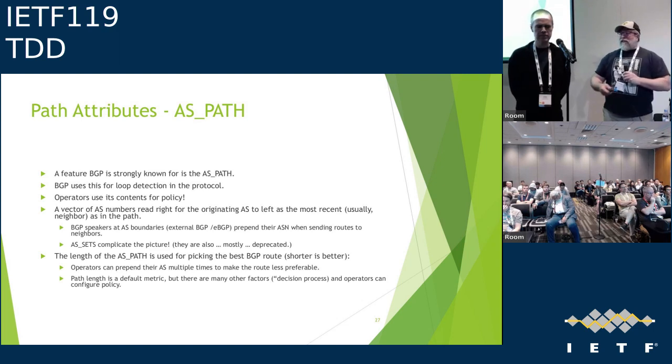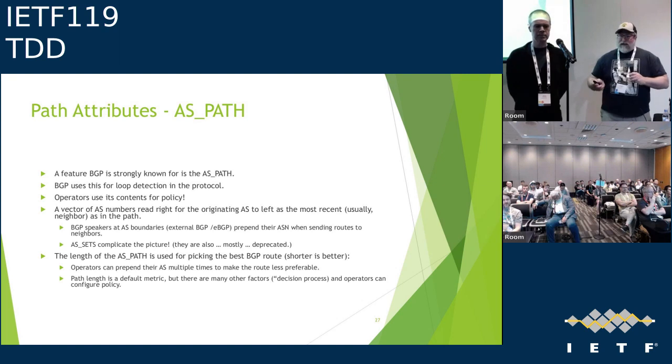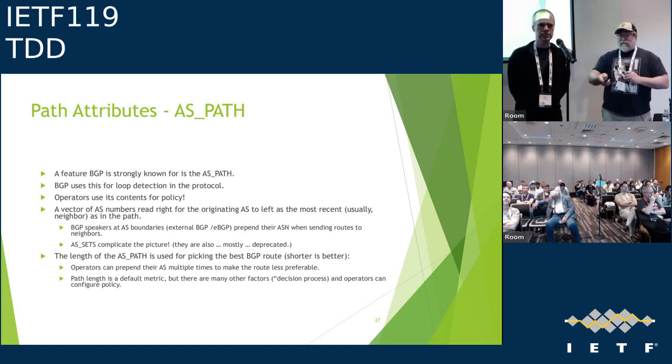But very early in the history of BGP, it branched from being just a thing used for loop detection to also providing one of the default ways of choosing routes. I'm going to pick the thing that has the shortest number of ASs, and the AS path is one of my criteria. These things are only added when you cross an eBGP boundary.